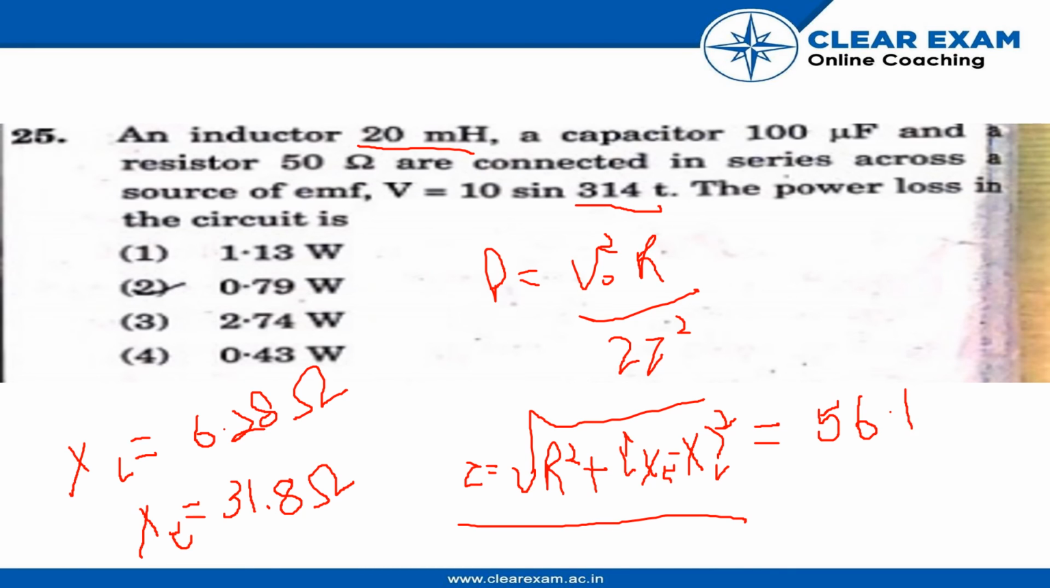Now we have the value of Z also, V0 also, R also. Now with the help of these values, we can find the power loss in the circuit, and V0 is equal to 10, R is 50, Z is 56.1. So when we solve this equation, the value of power loss will come out to be 0.79 watts, which is the second option.